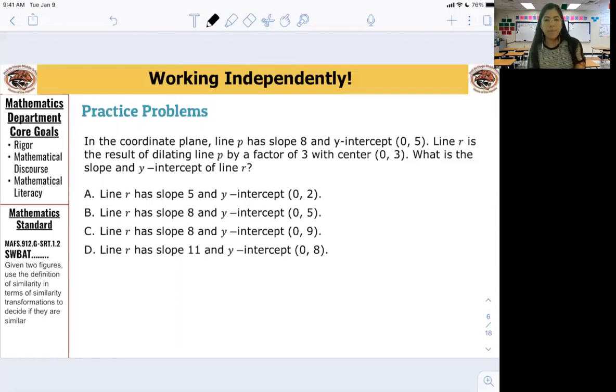Awesome, awesome. Okay, a couple of different things. So I'm going to highlight a couple of things. Line P has a slope of 8. And it's been dilated, right? What did we just talk about in the previous slide? What happens to the slope of a line that was dilated? What's that relationship?